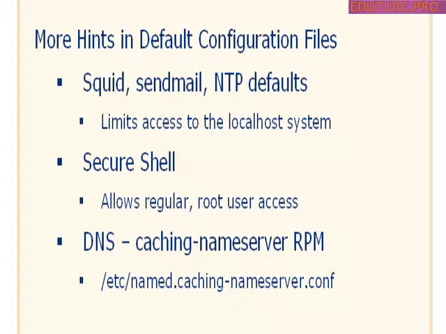The default Secure Shell configuration file allows access both by regular and by the root user, and that may not be desirable. Watch your exam carefully for the requirements there. If you're told to configure a caching DNS name server, start with the caching name server RPM, which installs a template that should work almost as is.